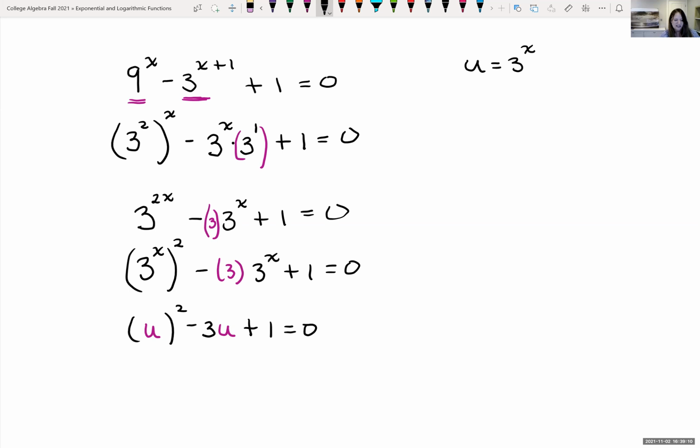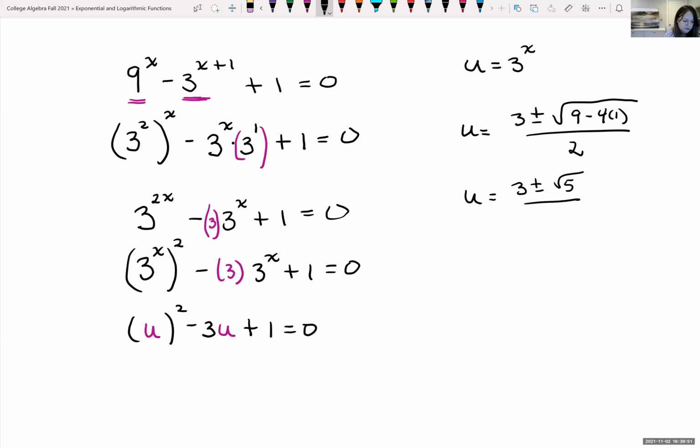Okay, so unfortunately, again, this one is not factorable, so we need to use the quadratic formula. So if we let u equal negative b, so positive 3, plus or minus the square root of b squared, which is 9, minus 4 times 1 times 1, all over 2. So we have 3 plus or minus the square root of 5, all over 2.